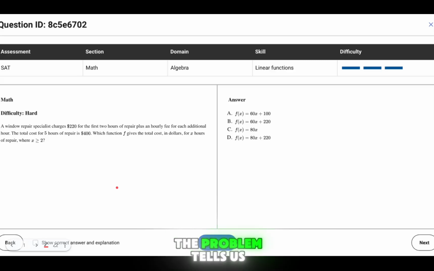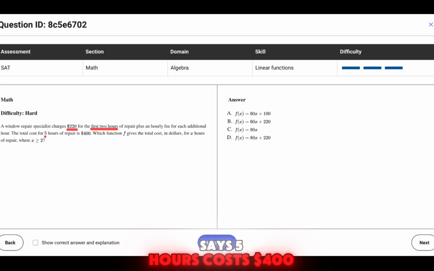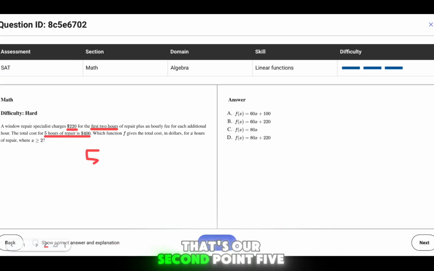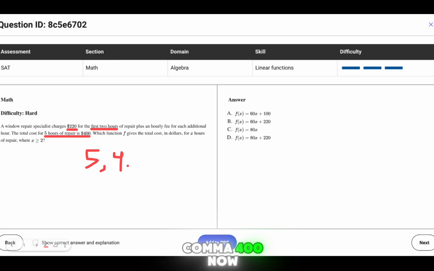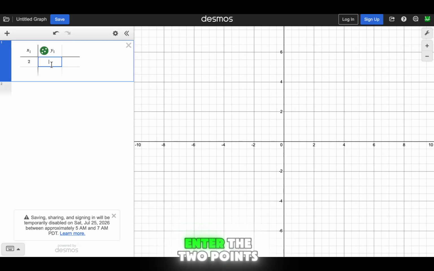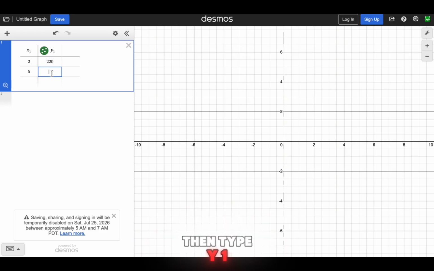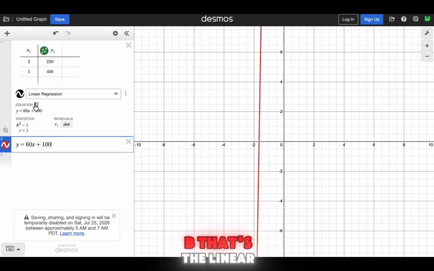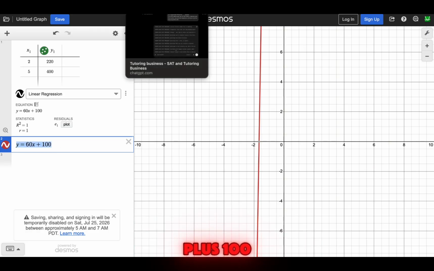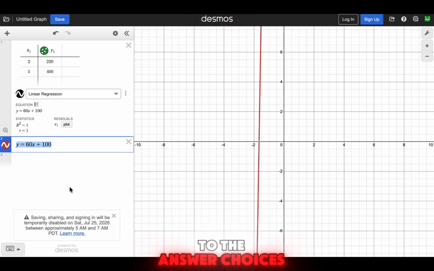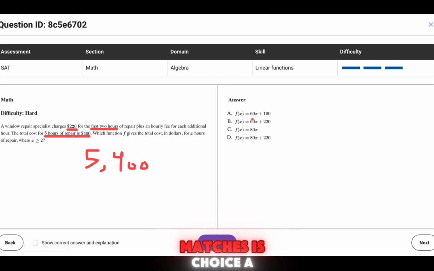Let me show you. The problem tells us that after 2 hours, the cost is $220. So we have the point (2, 220). Then it says 5 hours costs $400. That's our second point, (5, 400). Now, instead of doing all the algebra, open Desmos. Type table. Enter the 2 points. Then type y1 tilde m times x1 plus b. That's the linear regression. Boom. Desmos gives us 60x plus 100. Now compare that equation to the answer choices. The only one that matches is choice A.